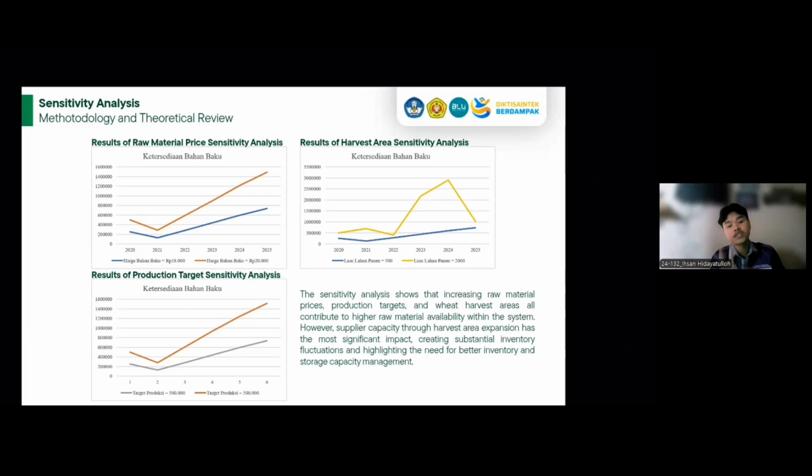And the conclusion of this sensitivity analysis is that increasing raw material price, production targets, and harvest area all contribute to higher raw material availability within the system. However, supplier capacity through harvest area expansion has the most significant impact, creating substantial inventory fluctuation and highlighting the need for better inventory and storage capacity management. So, for the conclusion, there are three variables that are very sensitive for our model.